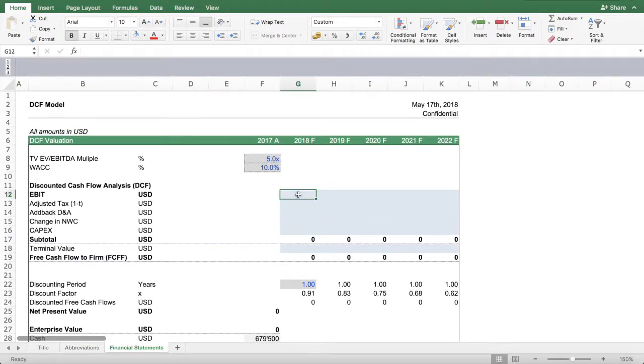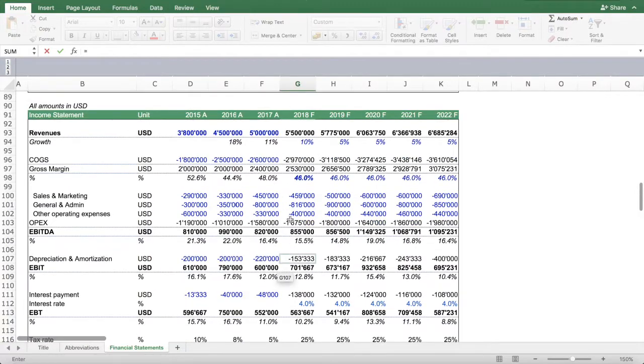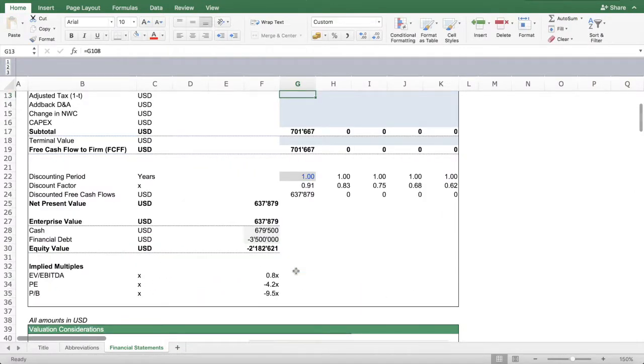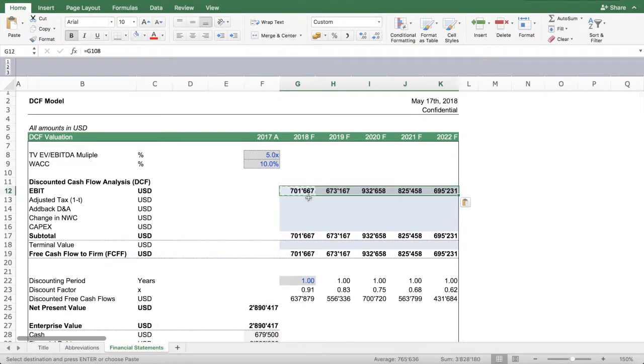So the first step is you need to build the free cash flow to firm. And here the first component is you need to start from the company's EBIT, earnings before interest and taxes. You get that from the P&L. Voila. I take this over the next 5 years.